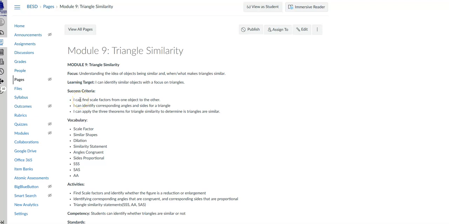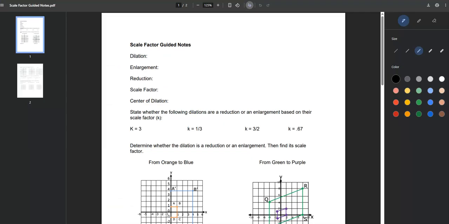All right, we're on Module 9. This is all about triangle similarity, and we are on day 1. Our learning target is: I can identify similar objects with a focus on triangles for the whole module. But our first day is going to be the top one on our success criteria: I can find scale factors from one object to another. So that's what we're going to look at to start with.